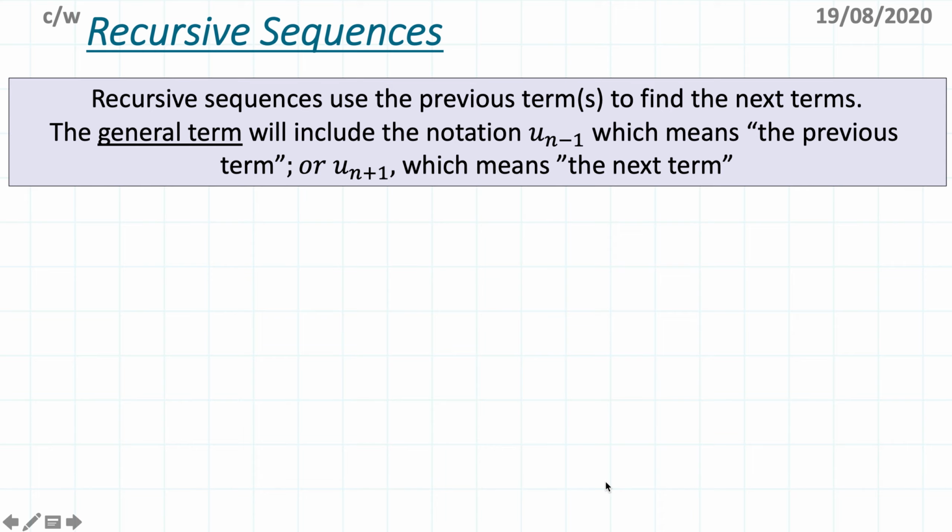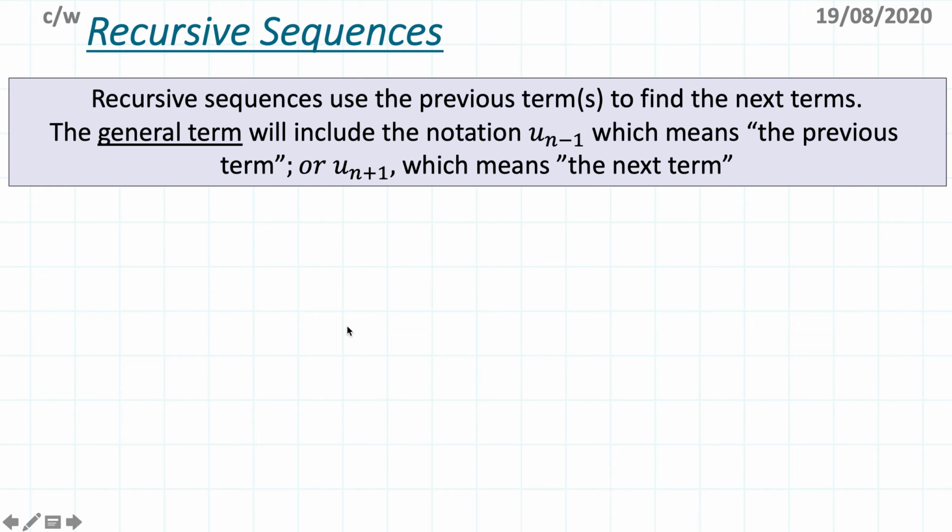Recursive sequences are one type of sequences we're going to look into, and what's special about these is that they use the previous term to find the next term. Now, sometimes they use only one previous term, sometimes they use the previous two terms. What students find tricky about them is the notation.